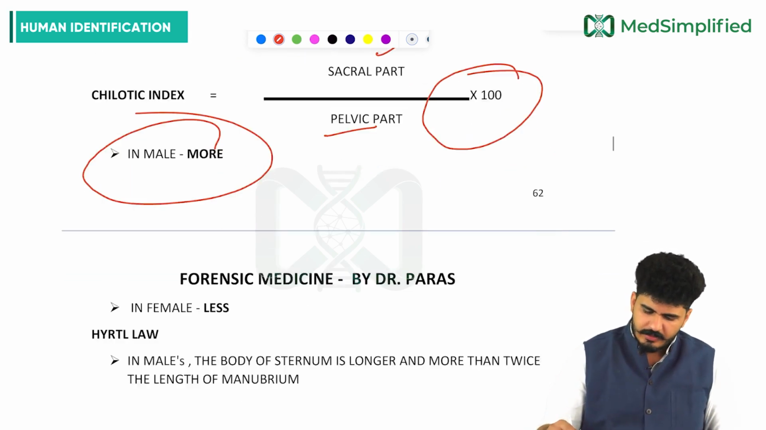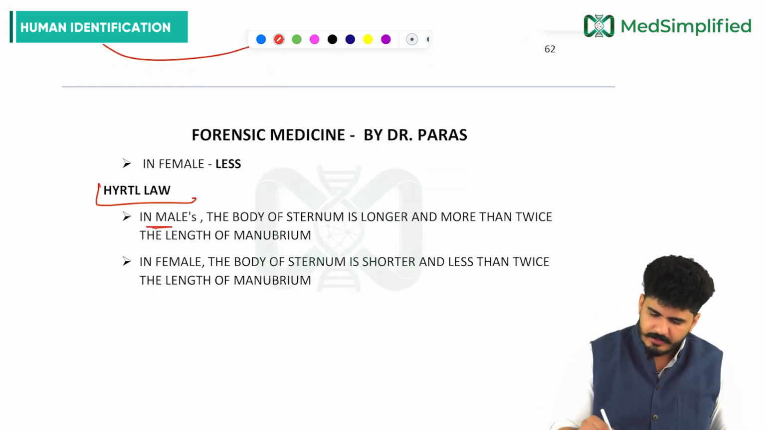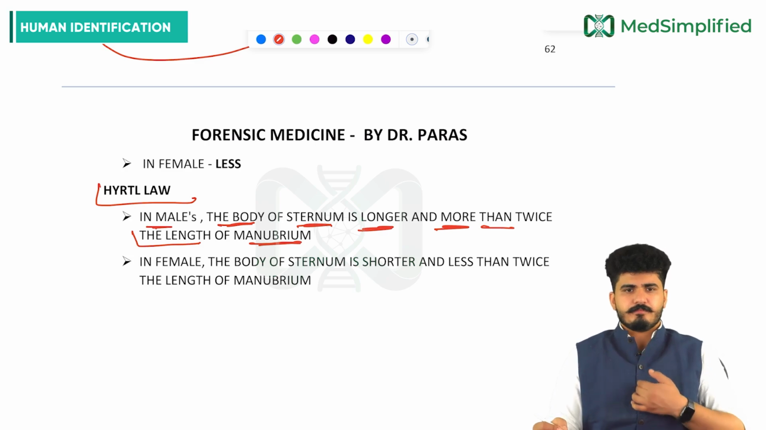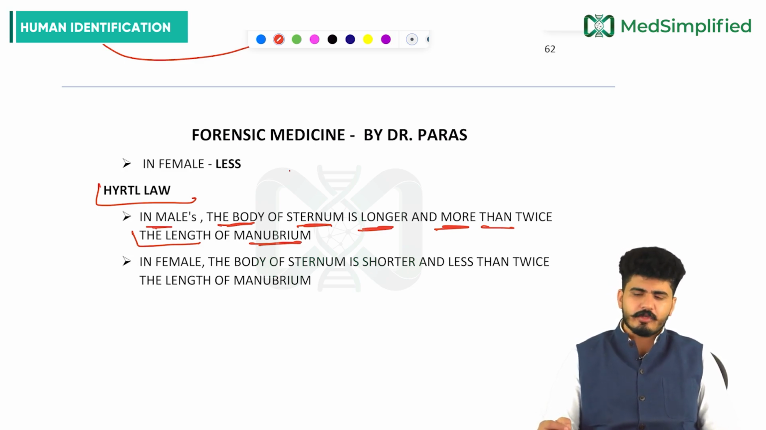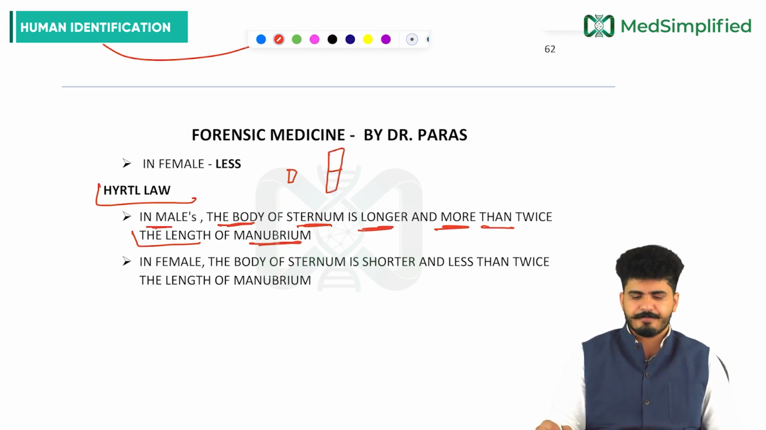Now coming to Hightel's law. Hightel's law says that in males, the body of the sternum is longer and more than twice the length of the manubrium. If the manubrium is this much, the male sternum will be this much, my dear friends.